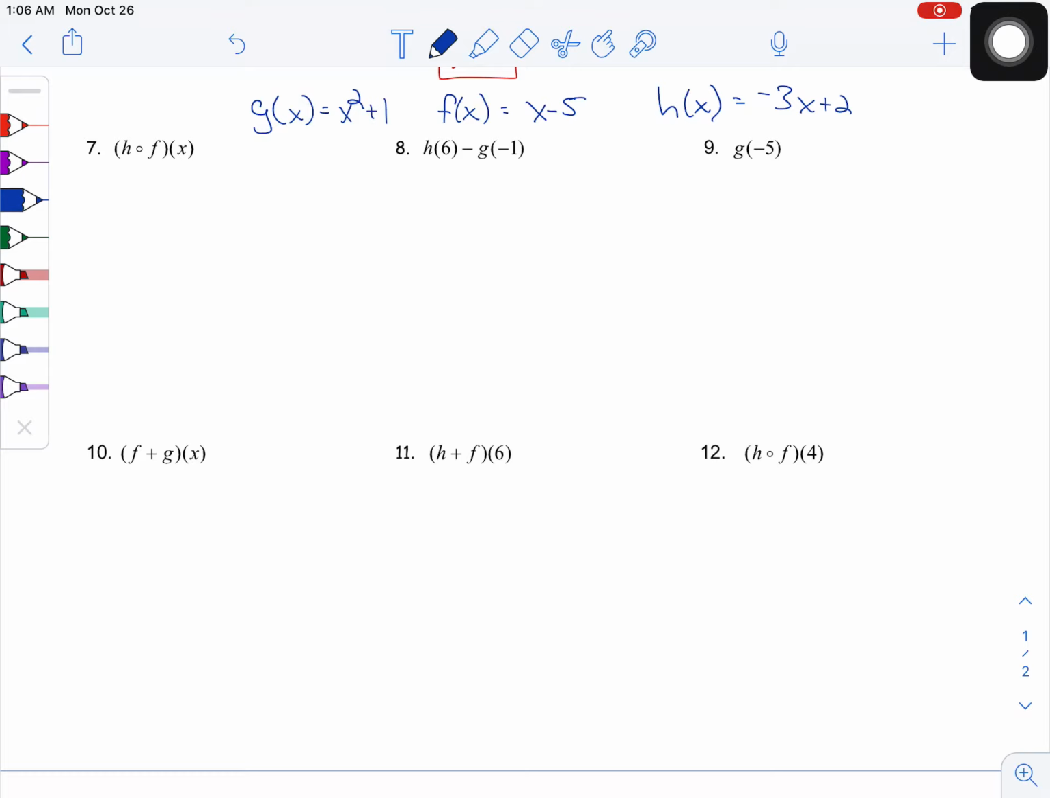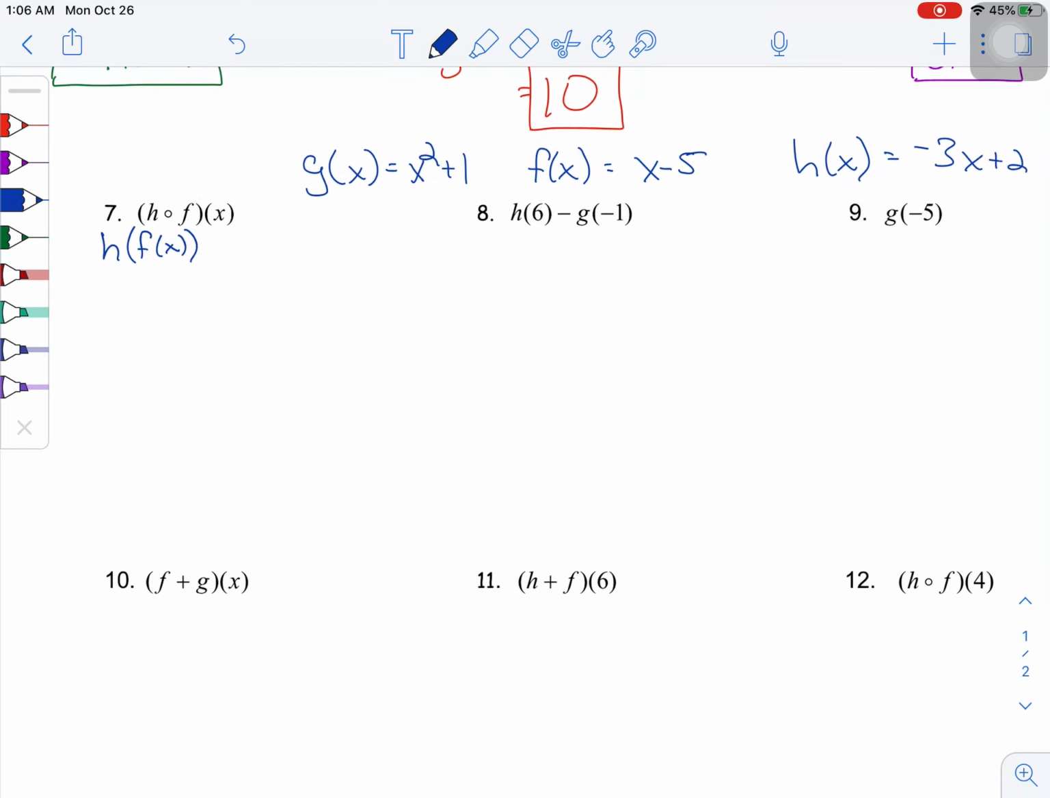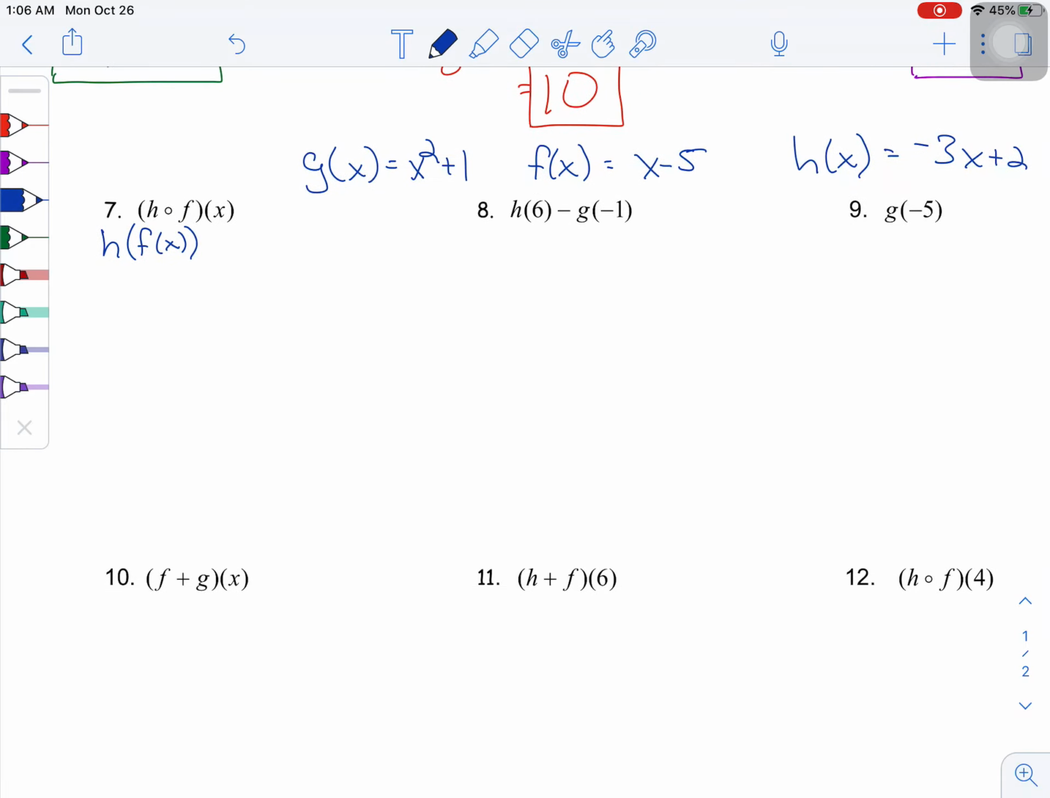All right, so question number 7 is h of f of x. So composition-wise, this means we're going to take f of x and put it into the h function. Anywhere you have an x, we're going to replace it with the entire f of x function. So we've got -3 times, this is where my x is, and I'm going to replace it with this entire function here. So x minus 5, and then plus 2.